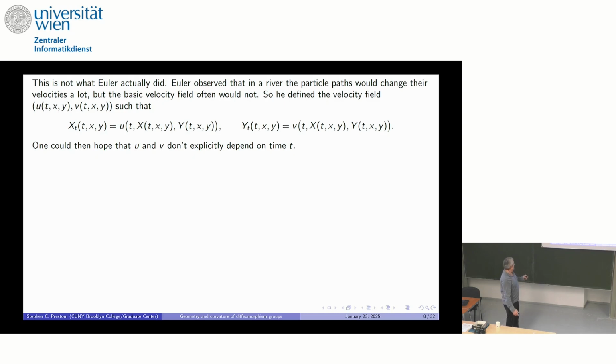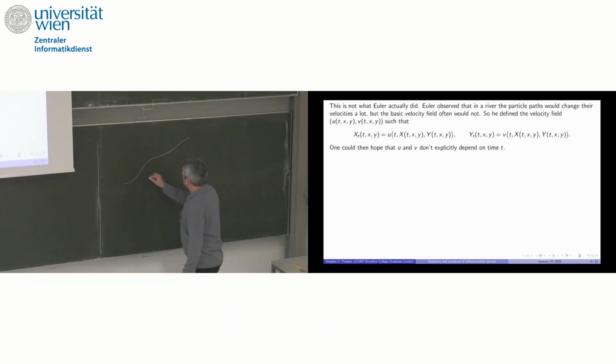So what Euler noticed is that if you're watching, here's a trajectory x of y at time 1. Here's a later trajectory, time 2, and it's got some velocity, u of t1, u of t2.